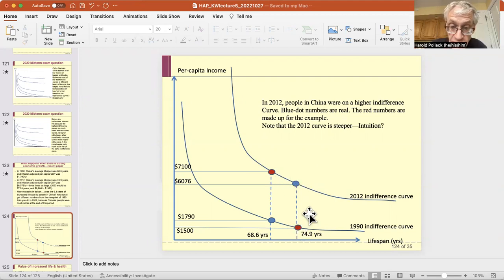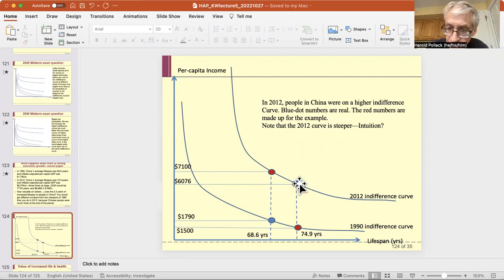And so they're equally valuable humans, but the 1990 person is willing to pay a lot less for health status and lifespan than the 2012 person, because they're just at a different level of wealth. And it's really saying that lifespan is more of a luxury in that sense for those people. So it's kind of an interesting thing to think about.